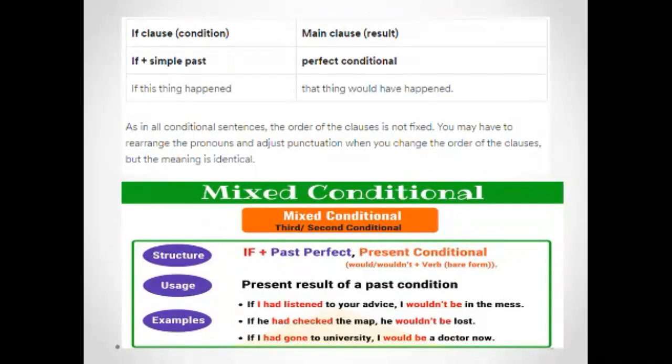As in all conditional sentences, the order of the clauses is not fixed. You may have to rearrange the pronouns and adjust punctuation when you change the order of the clauses, but the meaning is identical. Mixed conditional structure: if plus past perfect, present conditional; present result of a past condition. If I had listened to your advice, I wouldn't be in this mess.